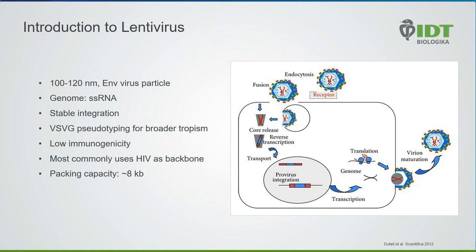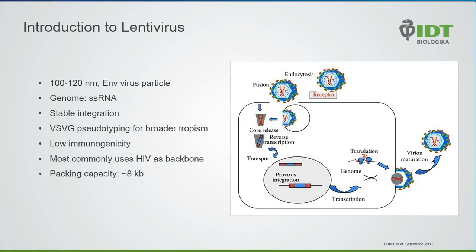The packaging capacity for these viral vectors is about 8 kb. In reality, of course, the lower you pack, the better the transfection efficiency. So you want to stay under that 6 kb limit. After that, it is a case-to-case basis, and the more you pack, the transfection efficiency can go down.